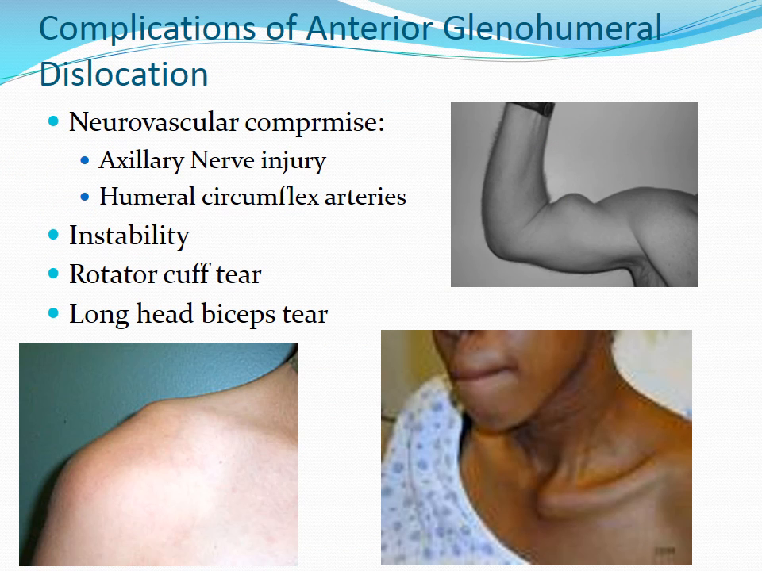All right, complications of an anterior dislocation, there is a bunch. Axillary nerve injury, so they could have atrophy and wasting of muscles like their deltoid. The other vascular component primarily would be the humeral circumflex arteries could be compromised.